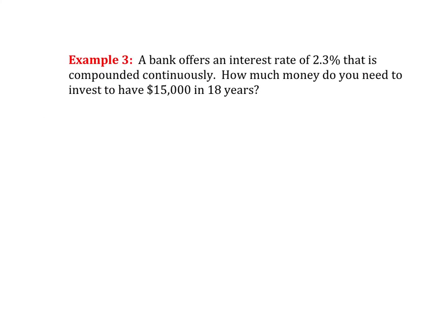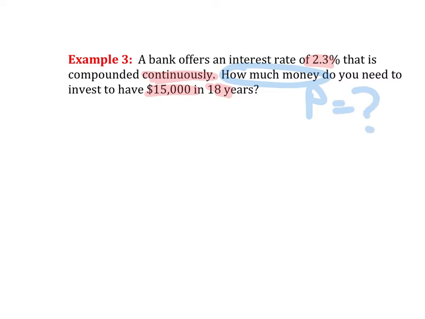All right, example 3. A bank offers an interest rate of 2.3% that is compounded continuously. That's the PERT word. How much money do you need to invest to have $15,000 in 18 years? So right here, it's asking how much money we need to start with. That means our principal value is unknown. Instead, they gave us the ending value, which is 15,000.